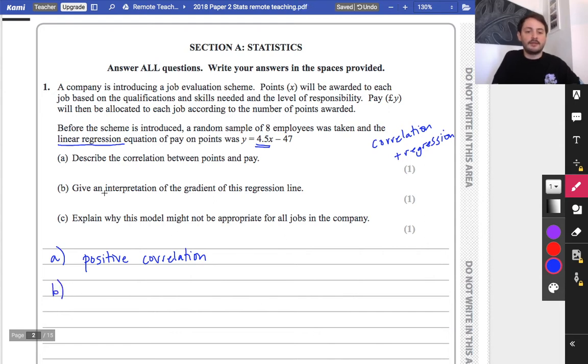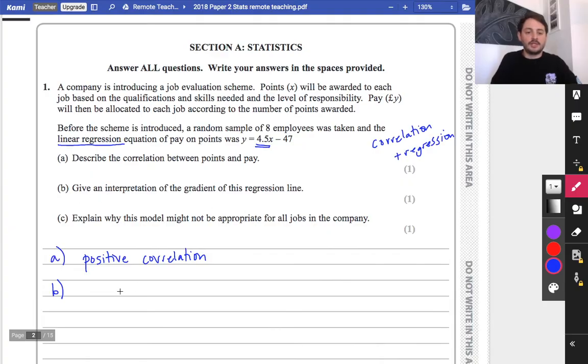Part B of the question says, give an interpretation of the gradient of this regression line. Well, if x is the number of points and y is the amount of pay, this means that every time x increases by 1 point, then the pay would have increased by 4.5 or £4.50. And that's really what gradient means. Gradient means that every time you go 1 across in the x direction, you're going to be going however much in the y direction. So a gradient of 3x means going 1 across in x, you move 3 up in y. So just like this, you move 1 point up and you go £4.50 up.